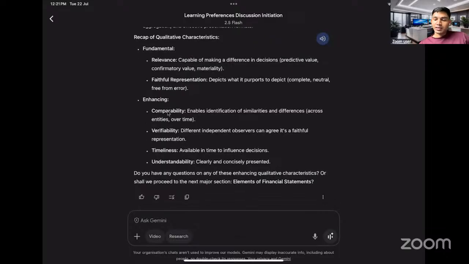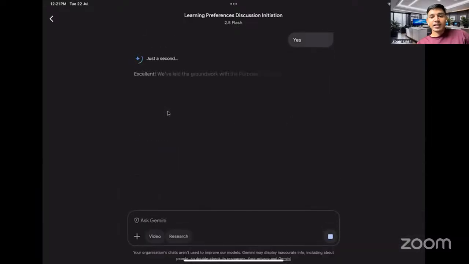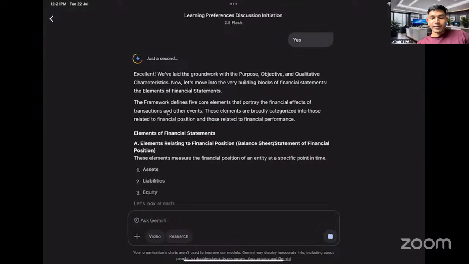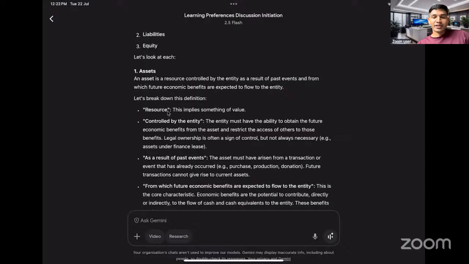So let's start with elements of financial statements. The elements relating to financial position, the balance sheet or statement of financial position, measure the financial position of an entity at a specific point in time. First one is assets, liabilities, and equity. Let's look at each. Assets.